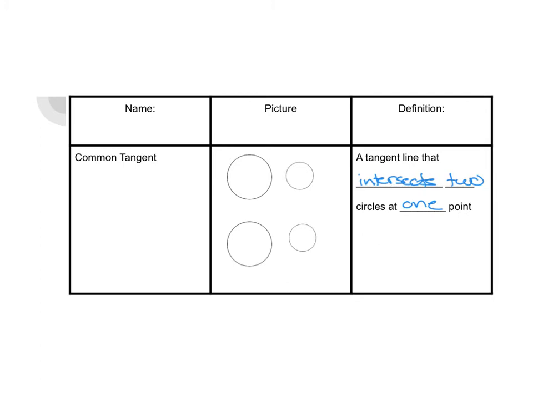For your internal tangent lines, they're going to be going inside of our two circles. So we would have something that kind of crosses in the middle. And again, it would touch at only 2 points, point A and point B. We could draw it from the top going down as well.